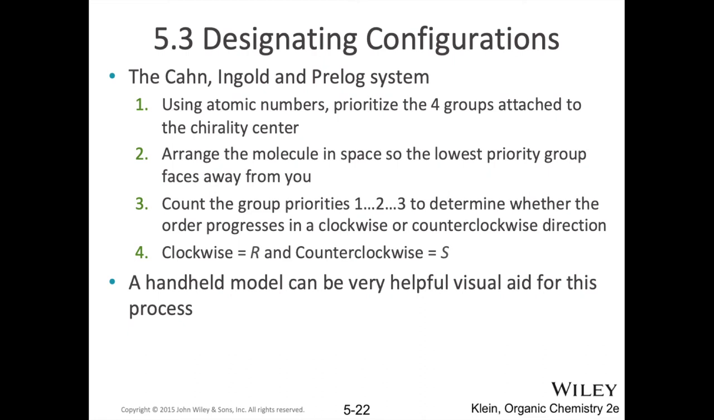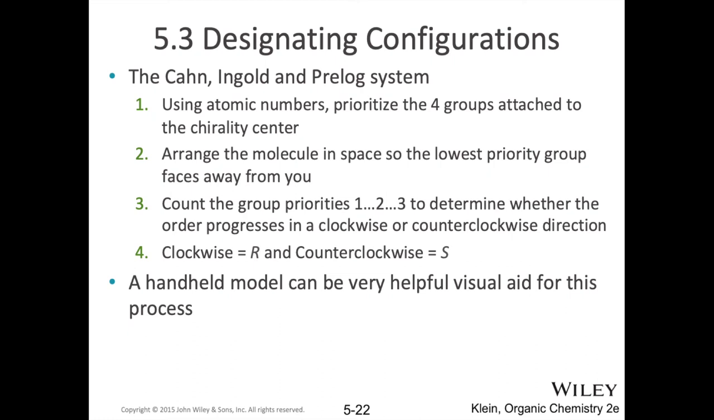So hydrogen, which has an atomic number of 1, as the simplest atom we can get, always has a priority of 4. It has the lowest priority, the lowest ranked of the 4 atoms attached to your chiral carbon. So what you want to do then is point that lowest priority group away from you. If you're doing this with a handheld model, I recommend holding it by that lowest priority group, kind of like a flower.